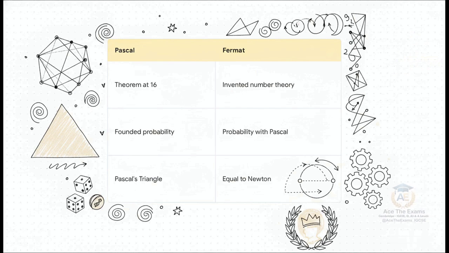Go. Okay, on the left, we have Pascal, a child prodigy. At just 16 years old, he stated and proved Pascal's theorem, sometimes called the cat's cradle, relating 6 points on any conic section. He founded probability theory and created Pascal's triangle. On the right, Fermat. He invented number theory, discovered probability alongside Pascal, and our source text argues he was at least Newton's equal as a mathematician. The core trend? Collaboration and overlapping genius.